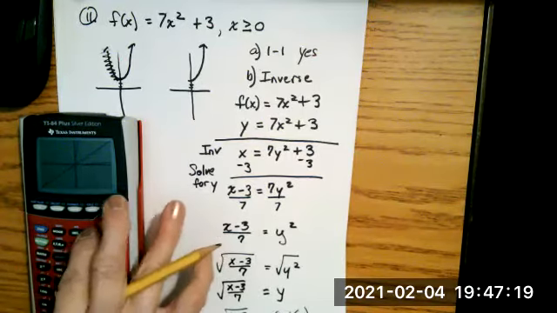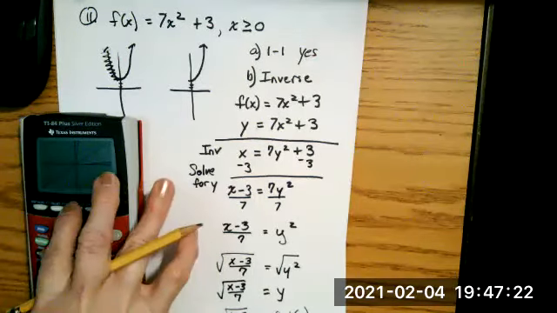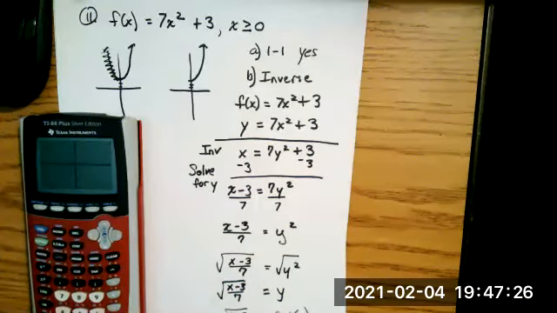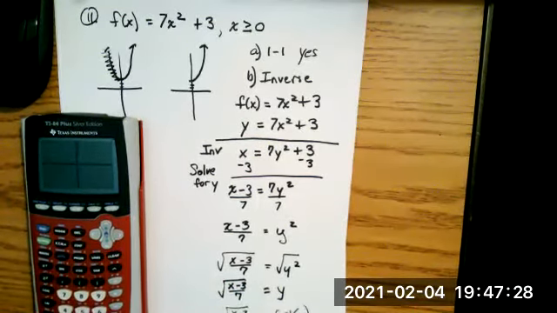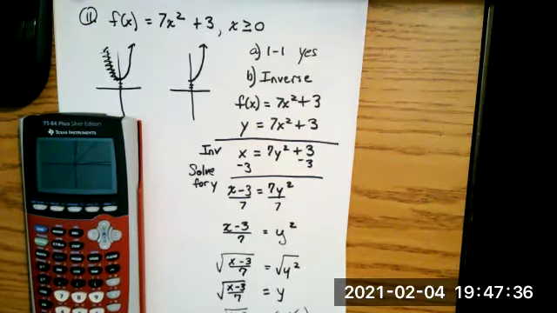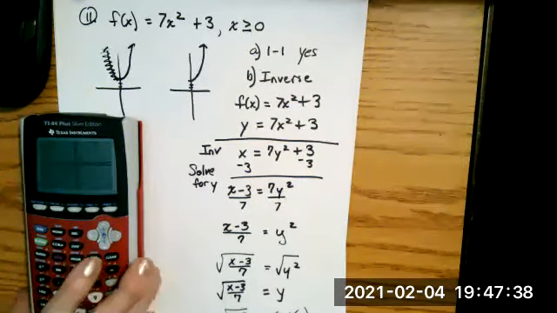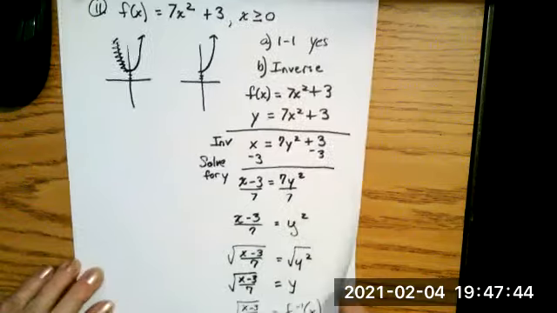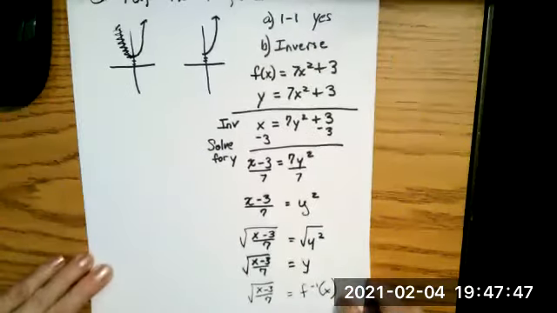If I square my screen, it would probably look a little better. Let me see if I can square my screen, because this is a rectangular screen, and you can see it a little better when I square the screen. That's what inverses do. They undo each other, and they're reflected into the line y equals x. Okay, any questions on that one?